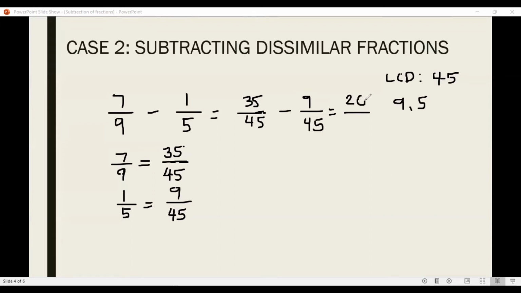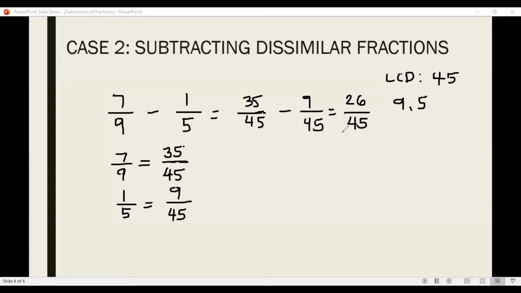Okay, and then you have the denominator, which is 45. So we just have to copy. Now, if you are done with the answer, you try to investigate also or evaluate. Is there any number that can divide 26 and 45 so that we will be getting the lowest term? Okay, no. So this is already the lowest term. So the answer for 7 over 9 minus 1/5 is simply 26 over 45.